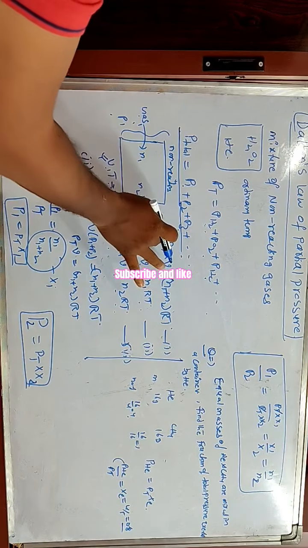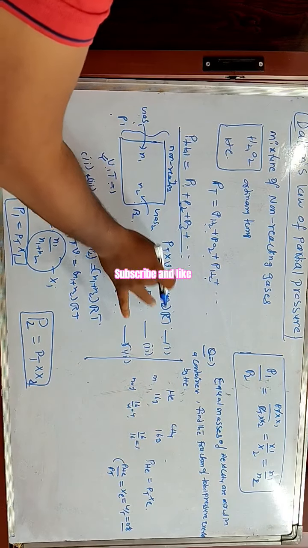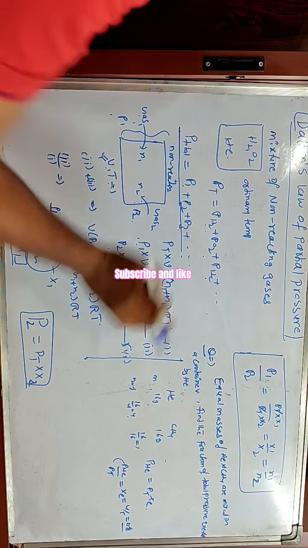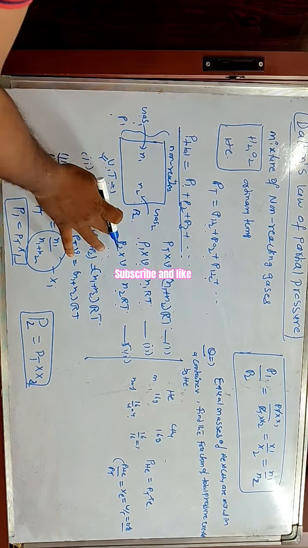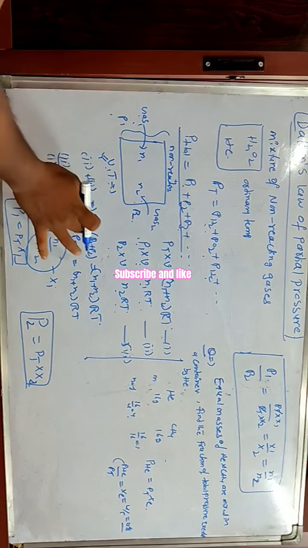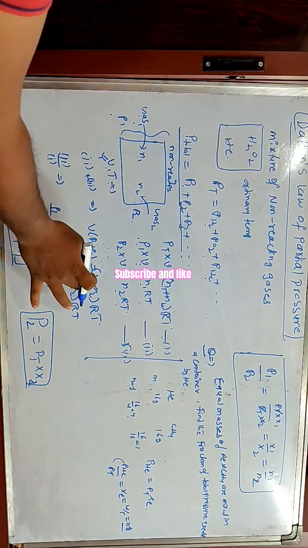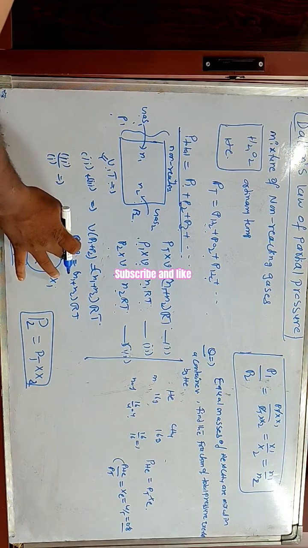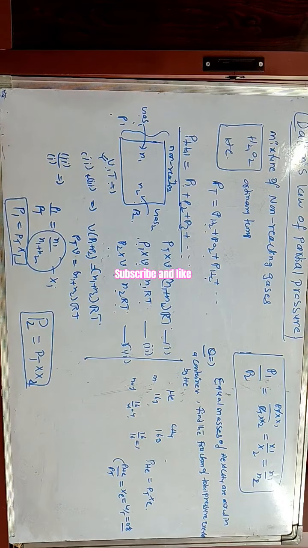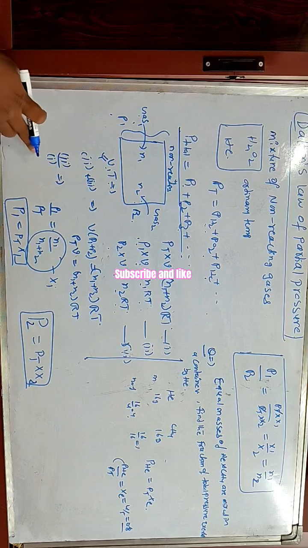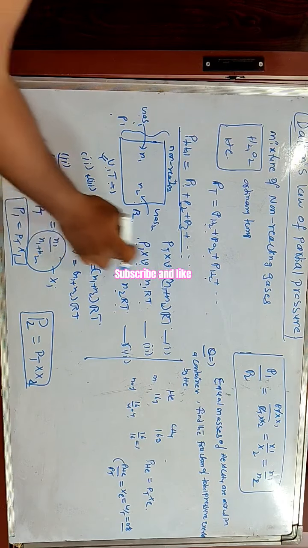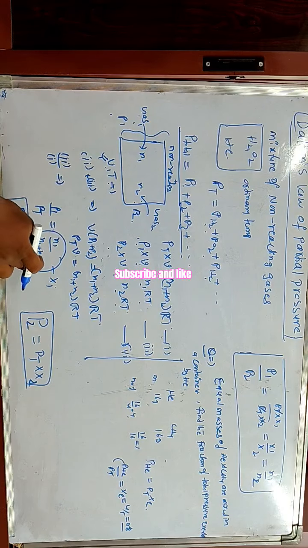Total pressure P total, with the volume fixed, gives P total V is equal to N1 plus N2 into RT. These are the three equations. If you add the second and third equations, we get V into P1 plus P2 is equal to N1 plus N2 into RT. P1 plus P2 is the total pressure. If you divide the second equation by the first one, P1 by P total is equal to, V is cancelled, N1 by N1 plus N2. This is the mole fraction X1.